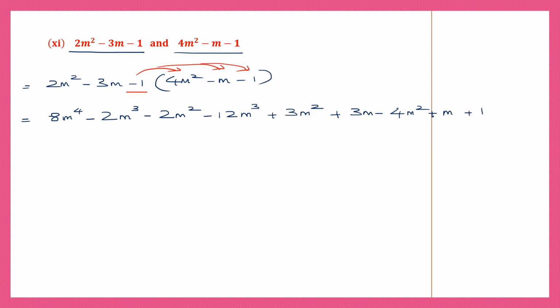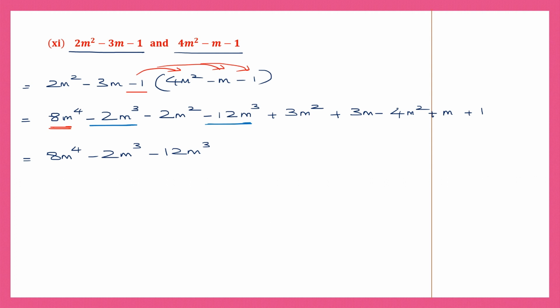Now we're going to look for all the like terms. 8m to the power of 4. Now we don't have any other m to the power of 4. So let's write that. So this is 8m to the power of 4. Now we are looking for m to the power of 3. Here we have minus 2m to the power of 3, and here we have minus 12m to the power of 3. Let's write that. Minus 2m to the power of 3 and minus 12m to the power of 3.